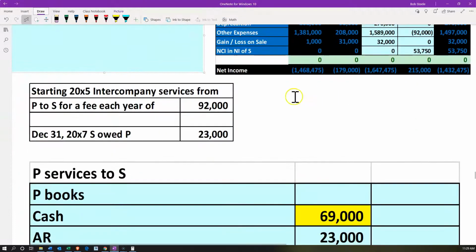Now, to do this, let's take a look at this information where it says starting in 2000X5, intercompany services from P to S for a fee each year of $92,000. As of December 31st, 2000X7, S owes P $23,000. So that means that we got services happening. So there's an intercompany transaction happening, but it's services, so there's no inventory going from one to the other. So it should be an easier thing to do, but let's analyze it in a similar way as we did with the other intercompany transactions, such as land and equipment.